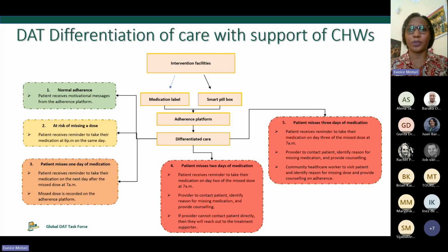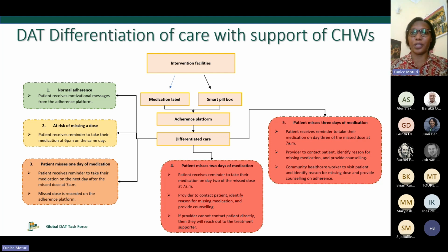We implemented 2 types of DATs, medication label and smart pillbox. Whenever a patient takes medication, especially those using the medication label, they send the codes to the toll-free number, and that will be reflected as adherence on the adherence calendar that day. Just in case they don't take medication that day, at 6 p.m. in the evening, a message will be sent to remind them to take medication. If they still don't take medication up to midnight, their calendar will be red in color, meaning that the dose has been missed. The next day at 8 in the morning, a reminder message will be sent to them.